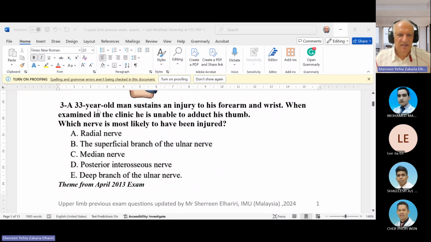Okay. A 33 years old man sustained an injury in his forearm and wrist. When examined in the clinic, he is unable to adduct his thumb. Which nerve is most likely to have been injured? So we need to know the nerve supply of the adductor pollicis muscle. And we have a lot of nerves here: radial, ulnar, median. So what is the nerve supply of the adductor of the thumb? Anyone have an idea?